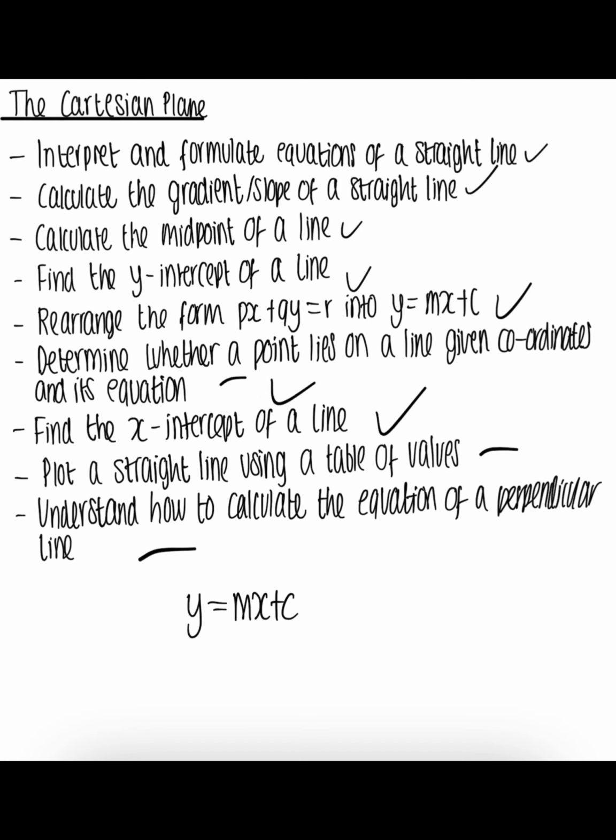Now we just need to do this: plot a straight line using a table of values, and understand how to calculate the equation of a perpendicular line. Now let's take a look at perpendicular lines. If your maths knowledge does stretch that far, you will know that perpendicular means the point at which two lines cross to form a right angle. A right angle is 90 degrees, if you didn't know.